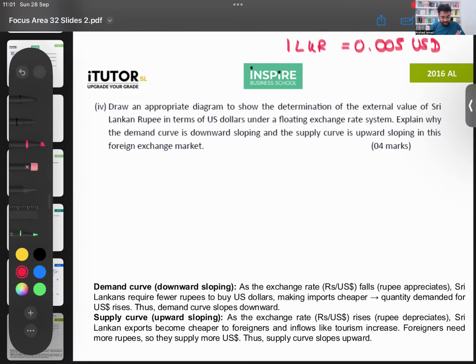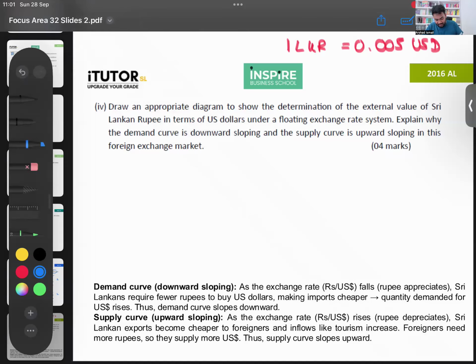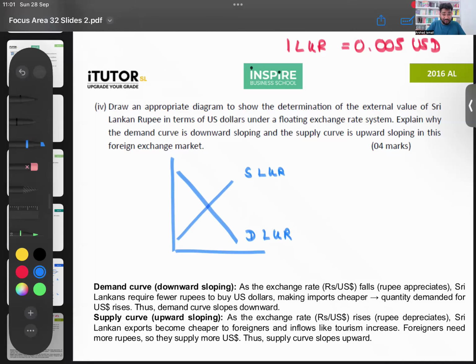And then they're asking you to draw the diagram and then explain why the demand curve is downward sloping and the supply curve is upward sloping. Okay, so let me explain the story. Let me first draw the diagram. Now, this is the demand for the Sri Lankan rupee in direct quotation. This is the supply of the Sri Lankan rupee. So based on the demand and supply for the Sri Lankan rupee, there is the equilibrium price and equilibrium quantity.